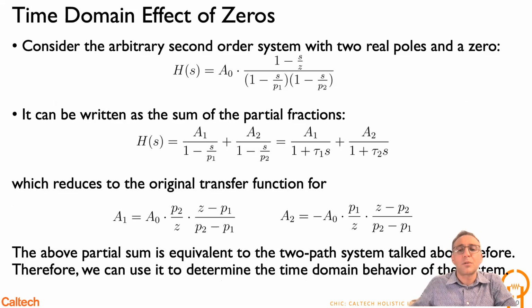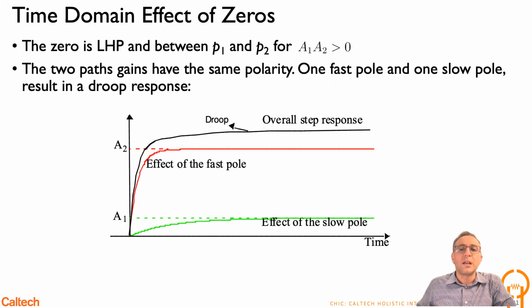And this allows you to find a way to think about the time domain response of this thing, because then you can calculate what A1 and A2 would be in terms of the original poles and zeros. So we are doing the reverse here. And this allows you to calculate the time domain effect of the zero.